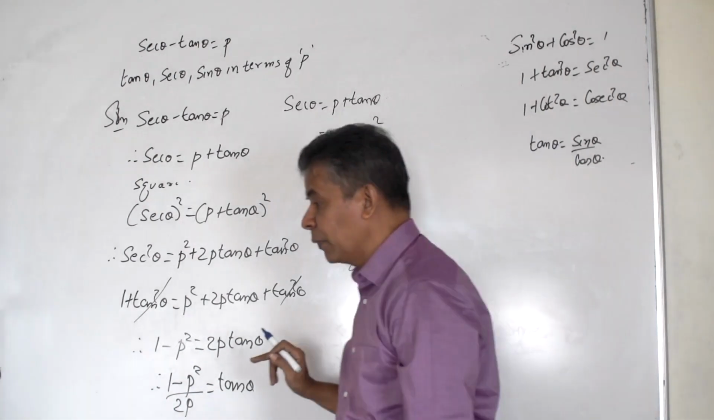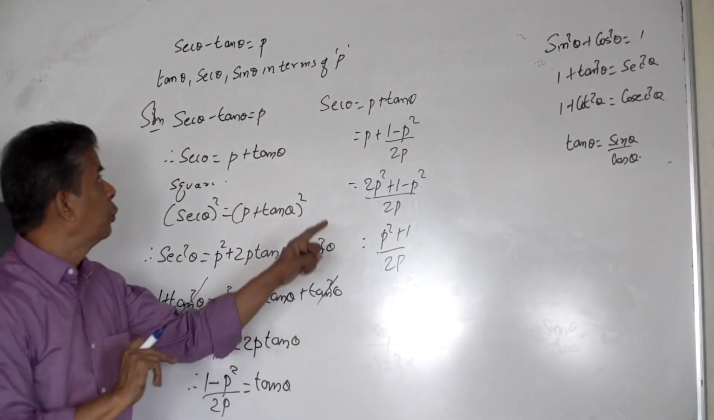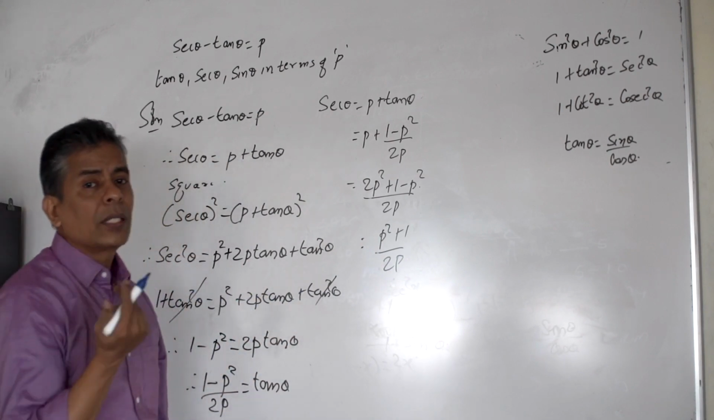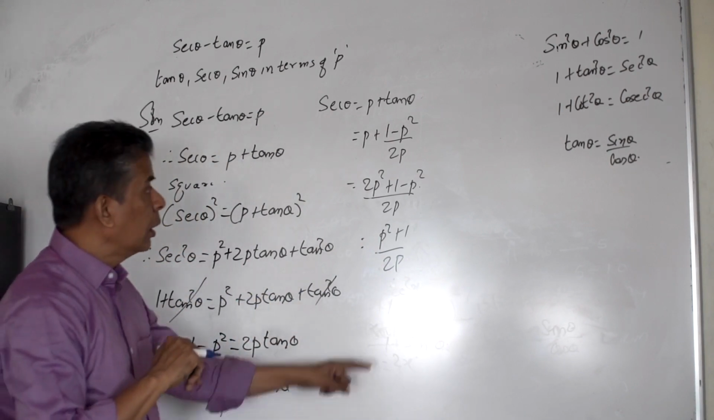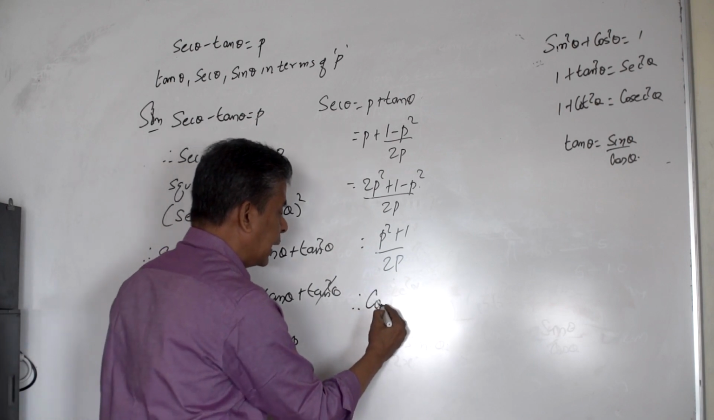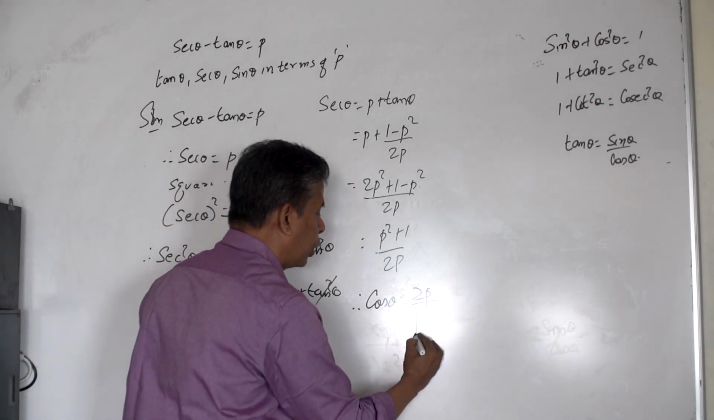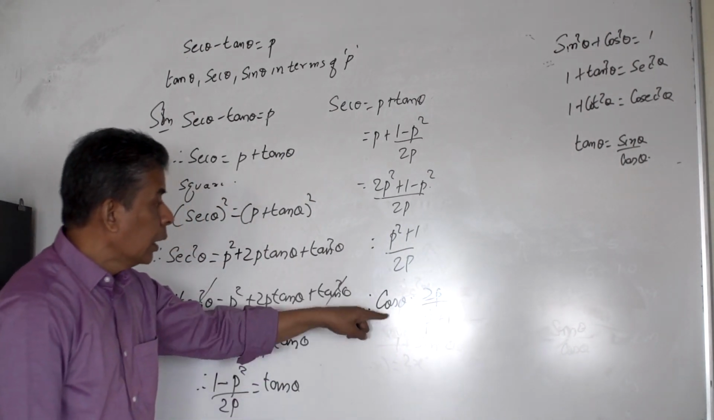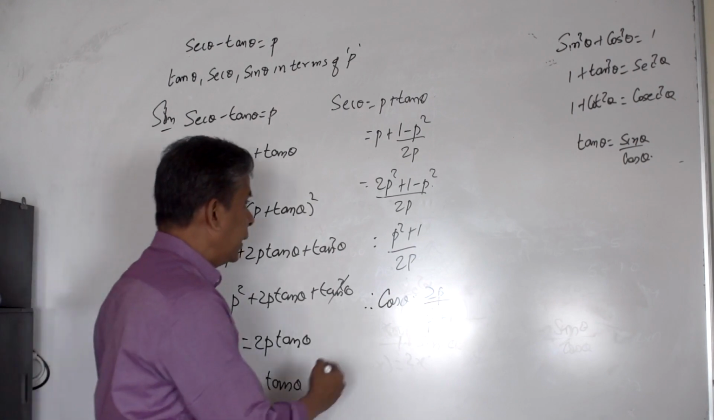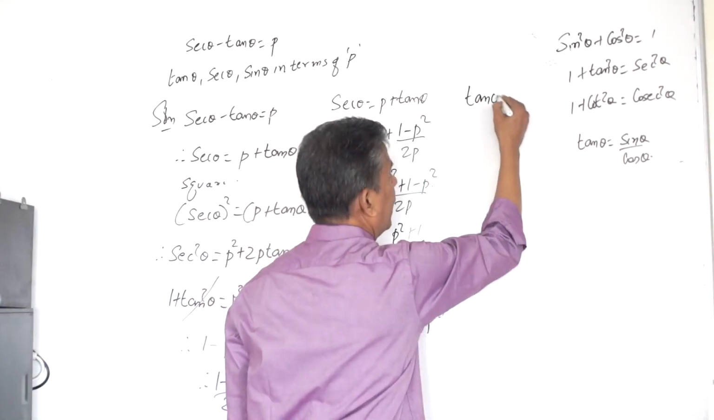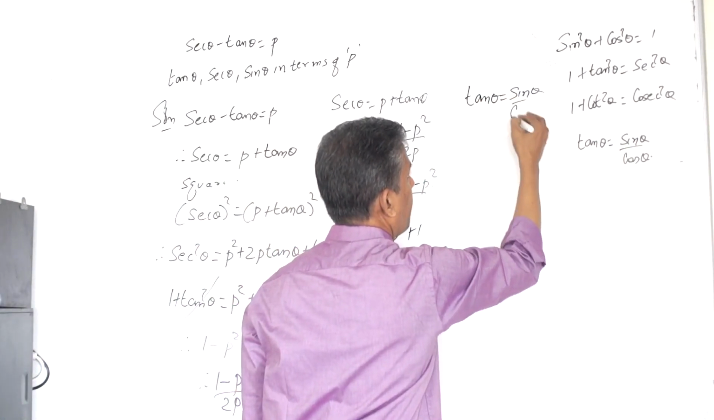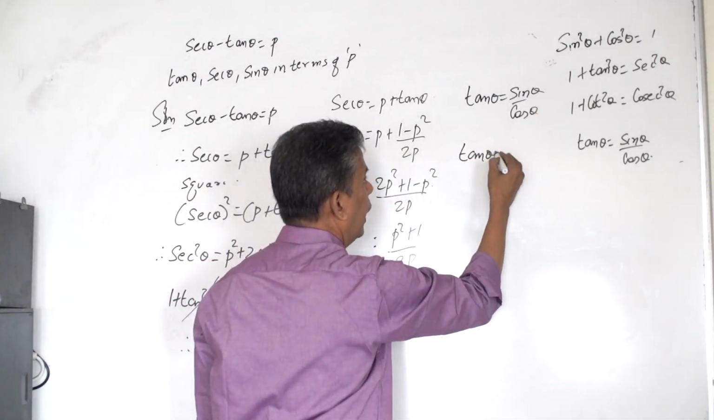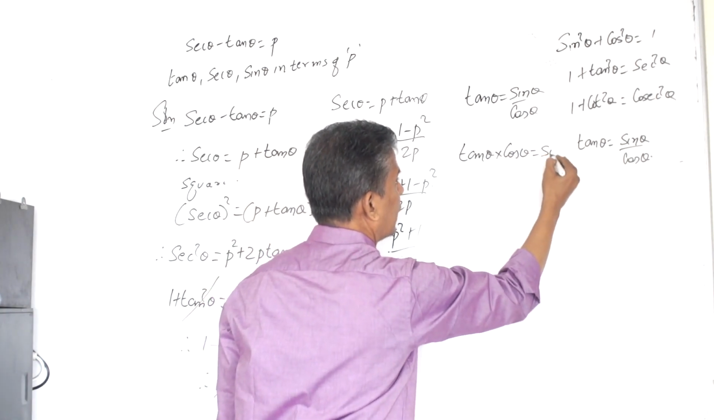We got sec. Now what else do we want to get here? Sin. If sec is this, how do you get cos? Its reciprocal. Therefore, cos theta is 2p upon p square plus 1. We got cos. Now you want to get sin. Please note, we know tan is sin upon cos. Therefore, tan theta into cos theta is equal to sin theta.